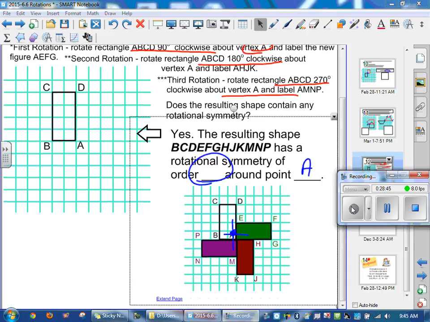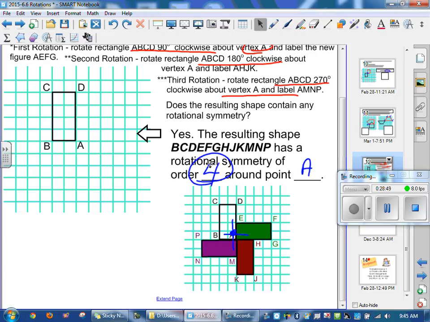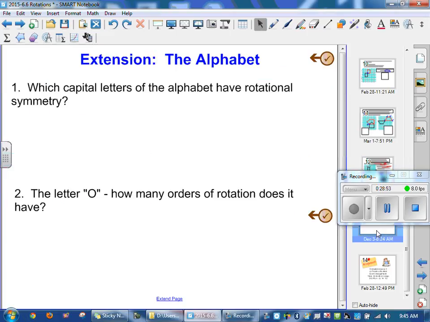Last question. This is an extension question. We've seen questions like this in merit response questions on the PAT. It's going to ask you which capital letters of the alphabet have rotational symmetry. Remember, rotational symmetry means that you can rotate it and it will cover itself more than once. If it only does it once, does it actually have rotational symmetry? No. It's got to cover itself more than once.